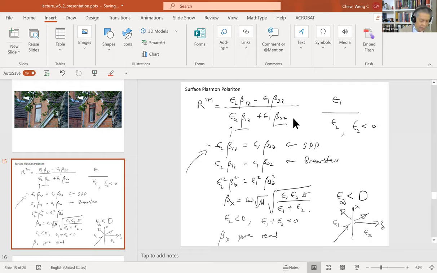What does it mean when the reflection coefficient becomes infinitely large? Does anybody want to offer a physical phenomenon? Reflection coefficient equals infinity. What does it mean physically?